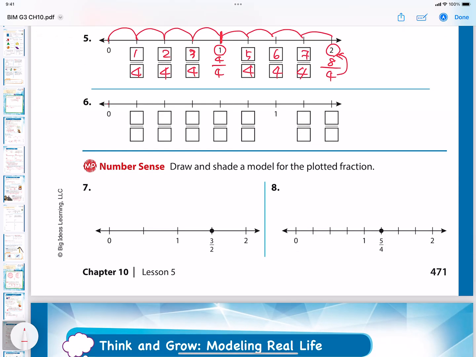Here, you need to count what? How many pieces or how many sections are there in one whole? Okay, remember? Now let's count how many sections are in one whole. 1, 2, 3, 4, 5, 6. So our denominator is what? 6. Okay, you have to always count by what?